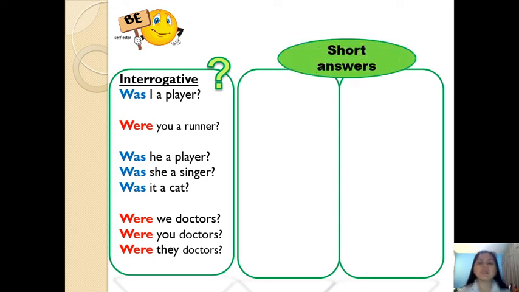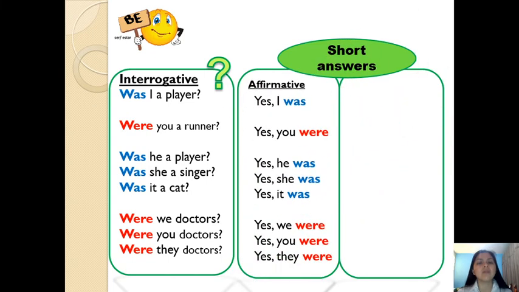Now, the answers. Let's check the answers, okay? For example, if I say in interrogative, was I a player? I'm asking, right? So when I ask a question, of course, I have to say my answer. Was I a player? Yes, I was. Were you a runner? Yes, you were. Was he a player? Yes, he was. Was she a singer? Yes, she was. Was it a cat?